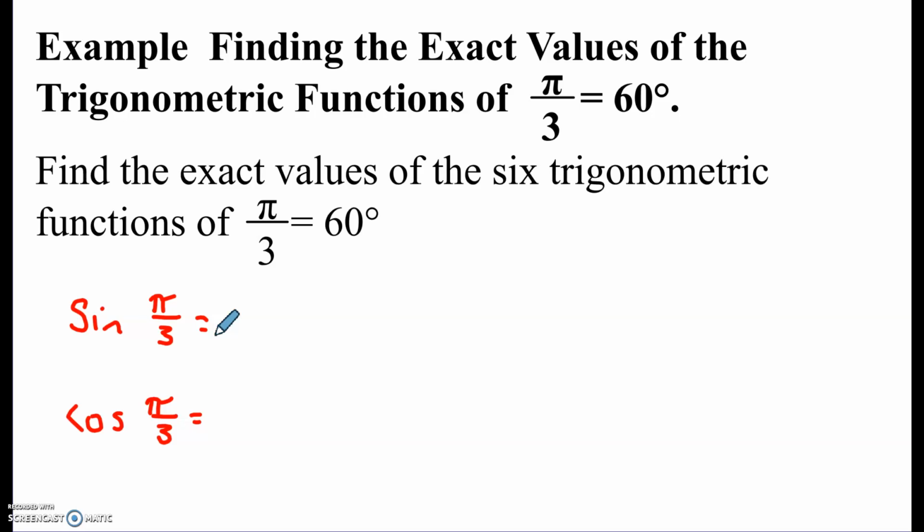Again, the coordinates on the unit circle for pi over 3 or 60 degrees is x is 1/2. That's our cosine value. Sine is square root 3 over 2.